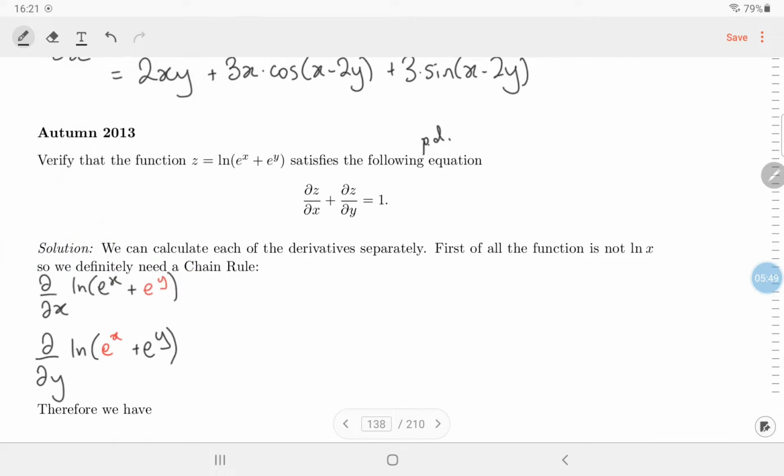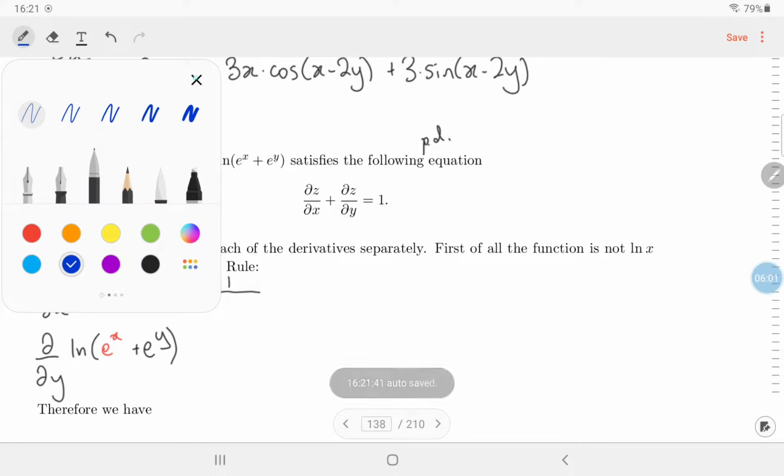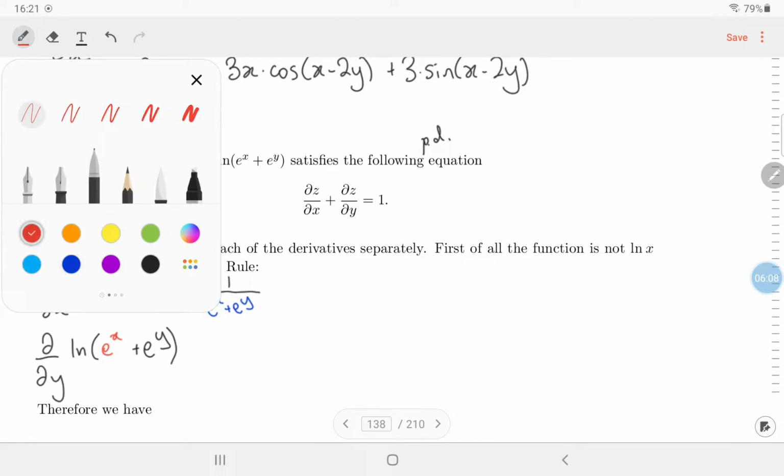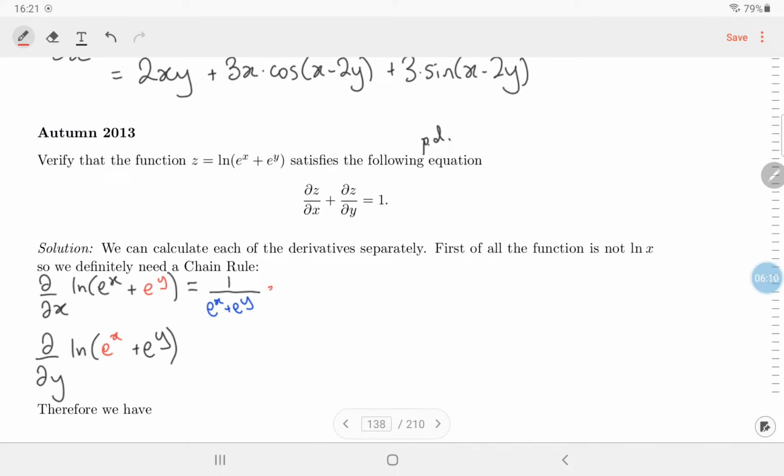Now both of them, it isn't log of x and it isn't log of y, so we need to do the chain rule. So the chain rule says differentiate the outside. So the outside function here is log of x. The derivative of log of x is 1 over x. The chain rule says evaluate at the inside. The inside is e to the x plus e to the y. And then you must multiply by the derivative of what's inside.